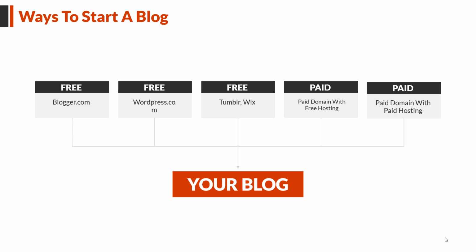Free ways are basically three types of blogging platform. First is blogger.com, second is wordpress.com, and Tumblr. I don't recommend you to use Tumblr because it's good for personal blogging, sharing your ideas, etc. But I suggest you to use either wordpress.com or blogger.com.